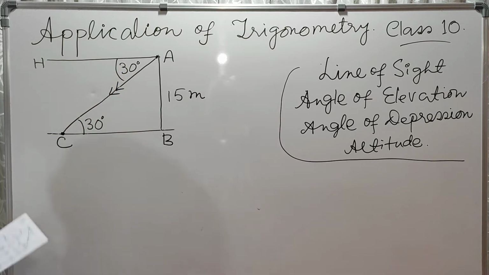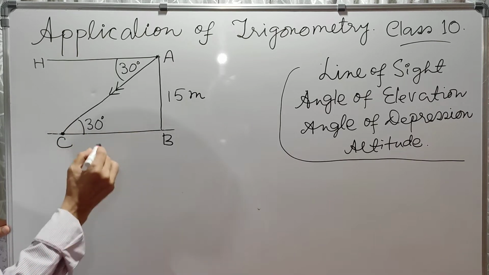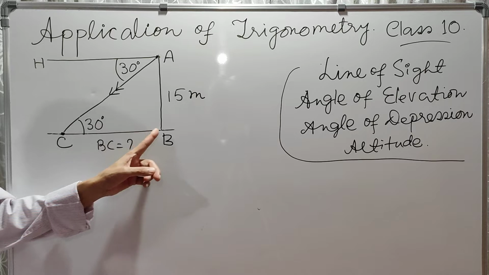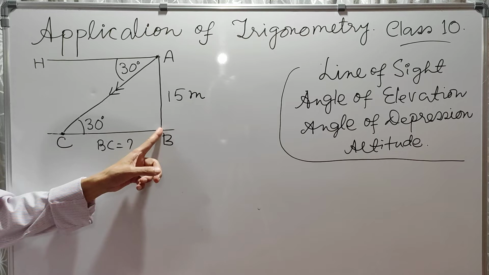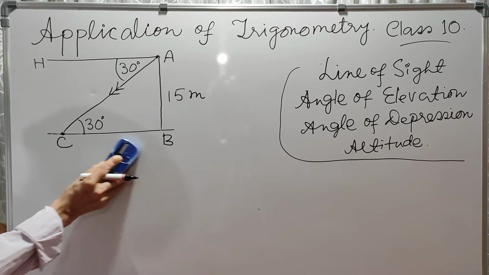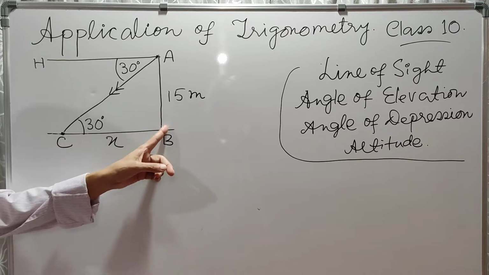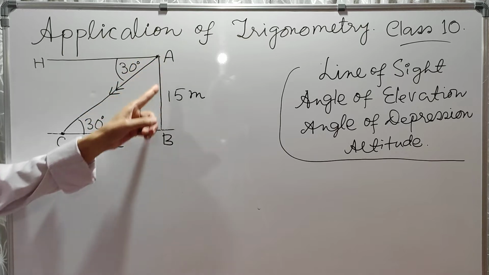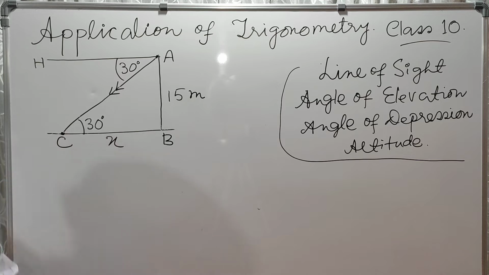Now the question is to find the distance BC. So BC equals what? That means find the distance of the observer from the bottom of the tower. That means this BC you have to find out. Again, for convenience of writing, let us say this is x. So let the distance of the observer from the bottom of the tower be x. Now this x you have to find out. So the height of the tower is known, 15, this angle of depression is known, 30 degrees, and then this x you have to find out. Again you can use tan.